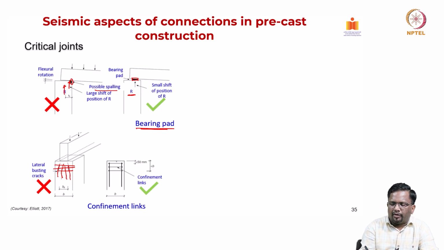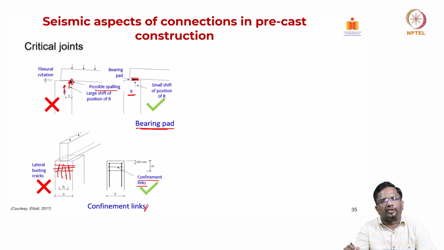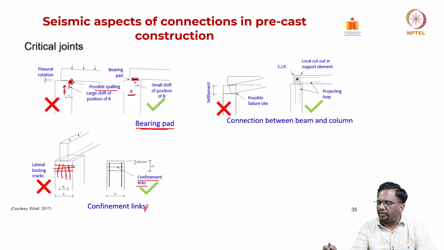So, it is always better at the ends of these critical elements to provide an adequate number of confinement links, then you will avoid this kind of cracking. The next case is the connection between beam and column. Typically, we do not want to have simply supported elements, slabs simply supported on a column, for example. If the column, due to soil condition, is undergoing settlement, then what will happen? There is a possible failure that can happen. The element can dislodge and then it can fall off.